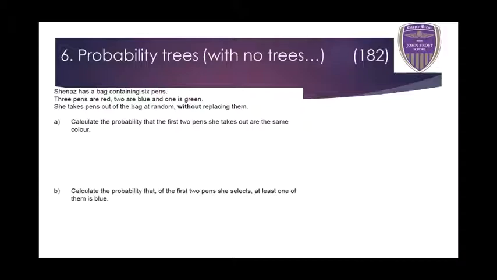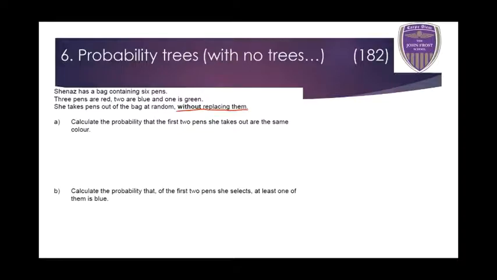So probability trees, but without the trees. So if you haven't tried this question yet, pause the video, have a quick go. And if you have tried it, let's jump right in. Shanaz has a bag containing 6 pens. 3 pens are red, 2 are blue, and 1 is green. She takes pens out of the bag at random and without replacing them. So that means she doesn't put them back. Okay, key part of the question there.